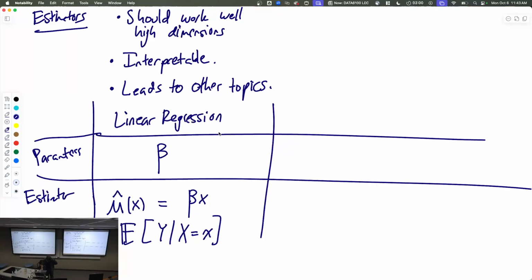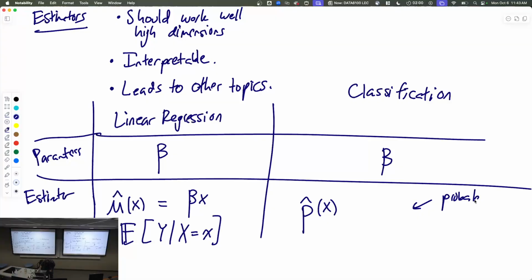So this was linear regression. We want to try to make something that does classification. How are we going to generalize it? We're going to have the same parameters, beta, and there's still going to be slopes. But what is the thing that we're going to try to estimate? It's not going to be the mu hat. It's going to be the probability to be in any class. So we're going to try to estimate the probability. I'm going to call that p hat of x, which is the probability to be in some class.